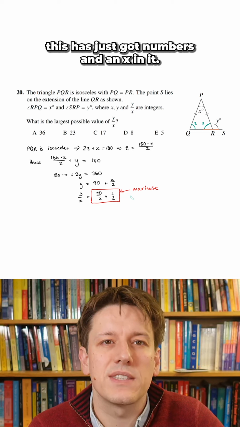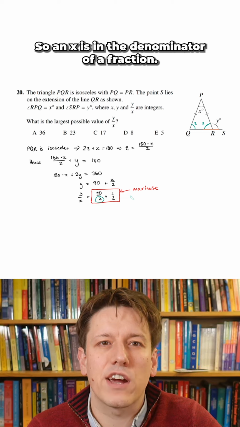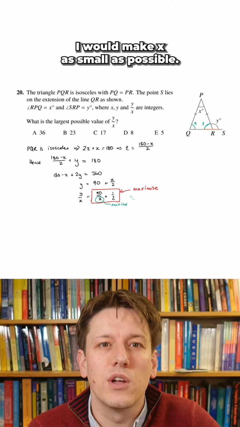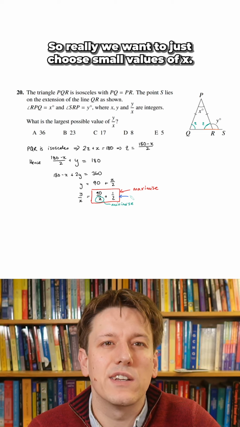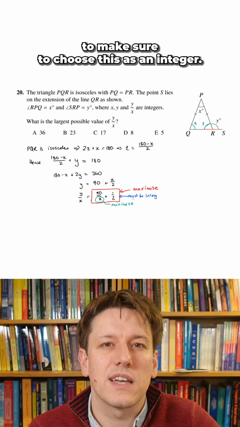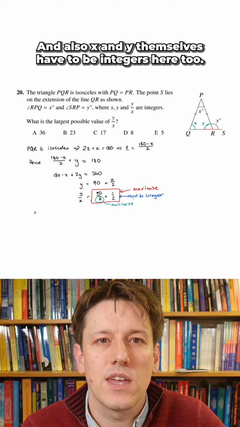Now this has just got numbers and an x in it, and the x is in the denominator of a fraction. So if I wanted to make this as big as possible, I would make x as small as possible. So really we want to just choose small values of x, but of course we have to remember to make sure to choose this as an integer, and also x and y themselves have to be integers here too.